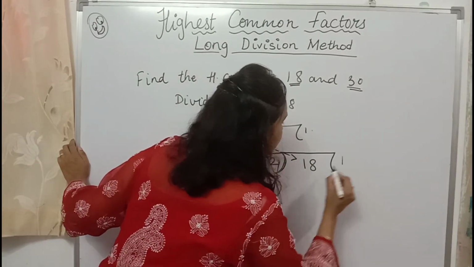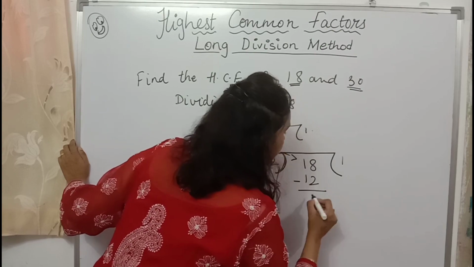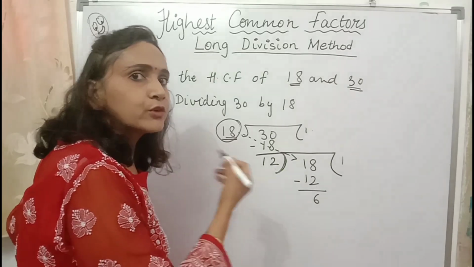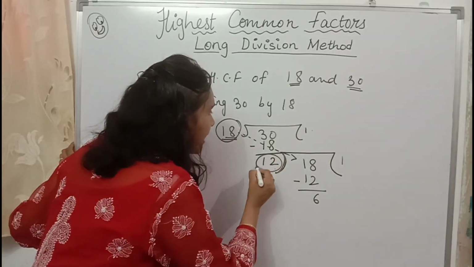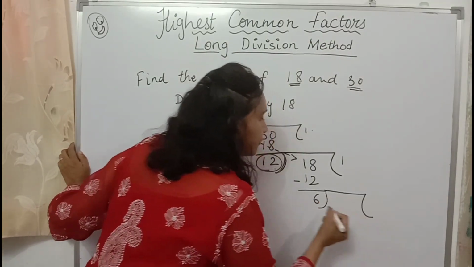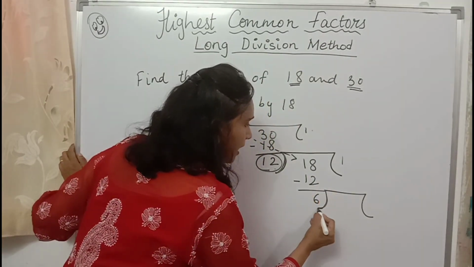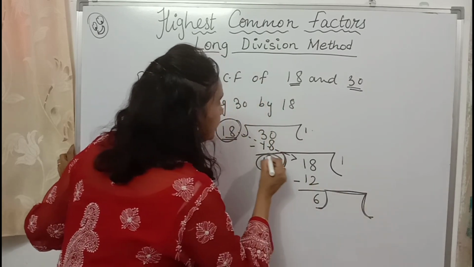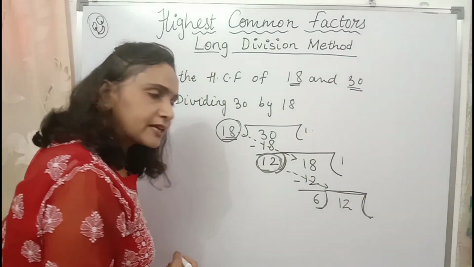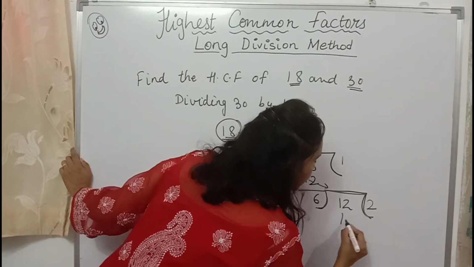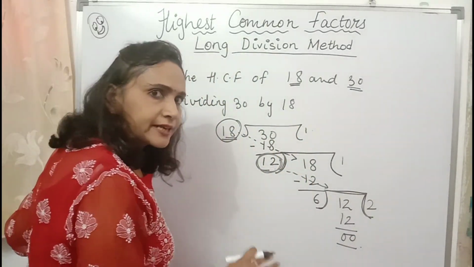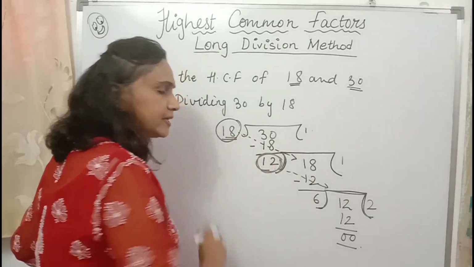Now 12 ones are 12. Again subtract. Again I have got a remainder. If you are getting a remainder, you have to repeat the process. That means the divisor will become the dividend and the remainder will become your divisor. The remainder will come outside the bracket and this divisor will go inside the bracket and become a dividend. 6 twos are 12. Now 0 remainder, that means my sum is getting over here.